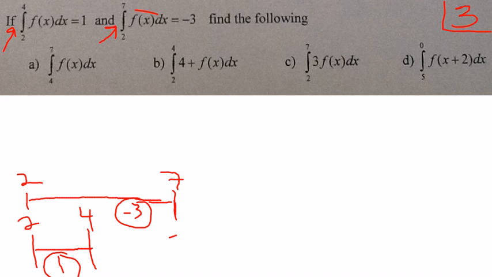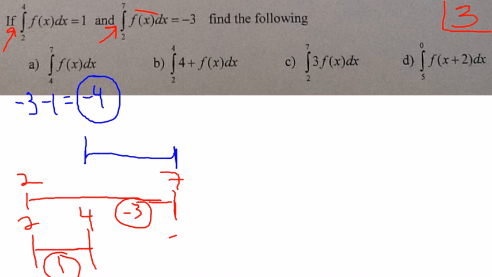Alright, part A asks for the integral from 4 to 2. This negative 3 trips us up a little bit, but what we have to do is subtract the 1. Imagine if this was a 20 instead of a negative 3. Well, the blue integral here would be 19. So I do negative 3, and then I subtract the 1, which gives me negative 4. So that's your answer for A.